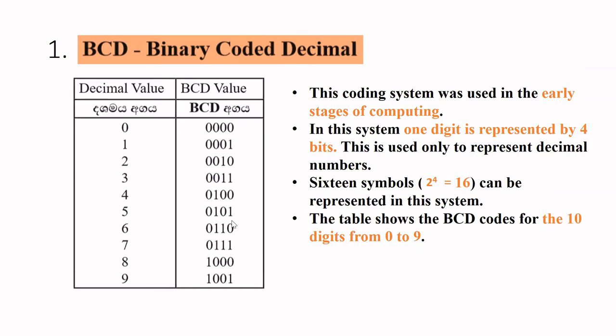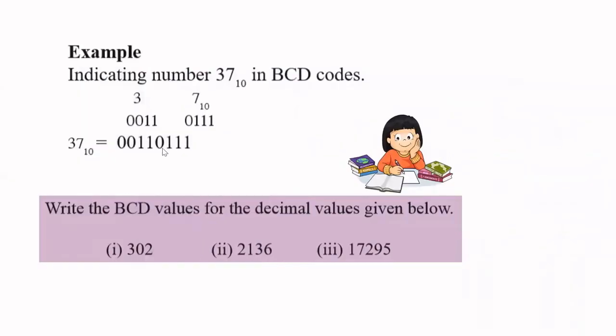So this is very important, right? Now we finish the BCD coding system. So those are the important things you have to remember. Okay. Now look at the example. They can give the decimal number and ask you to represent it by using BCD code. So they can ask some questions like that. Indicate the number 337 base 10 in BCD code.